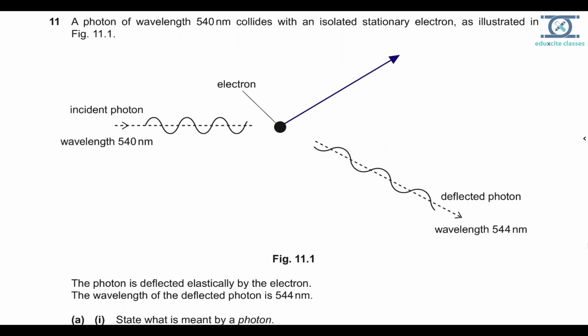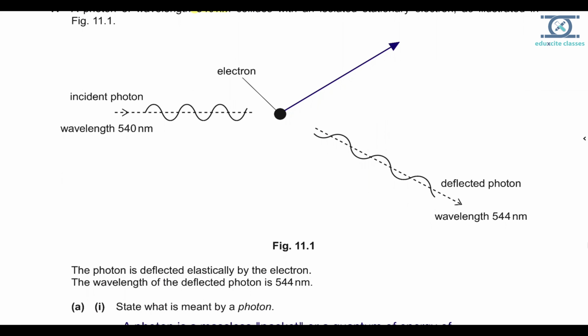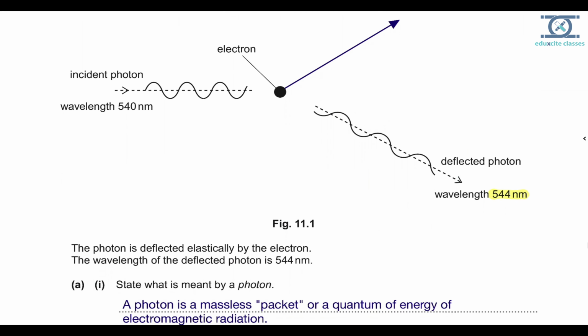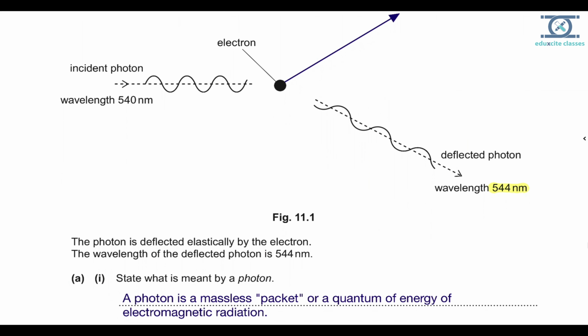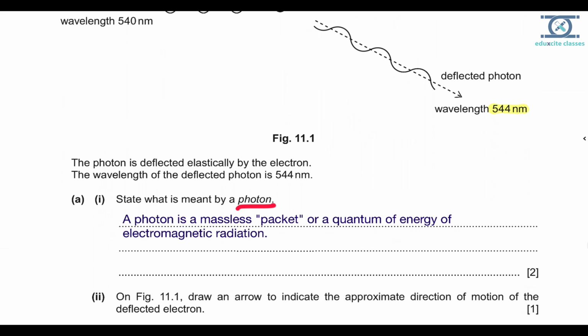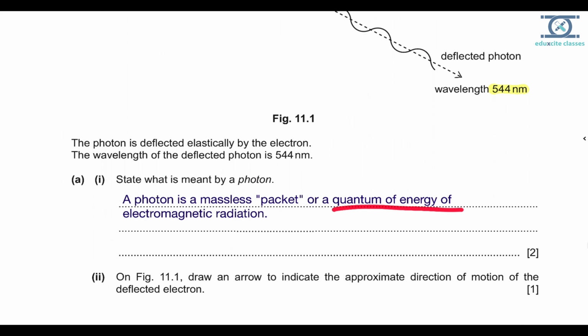A photon of wavelength 540 nanometer collides with an isolated stationary electron as shown. The deflected photon has a wavelength of 544 nanometer. The photon is deflected by the electron and this is given. What is meant by a photon? A photon is a massless packet or a quantum of energy of electromagnetic radiation. This is of 2 marks. So 1 mark is for this: a packet or quantum of energy of electromagnetic radiation.